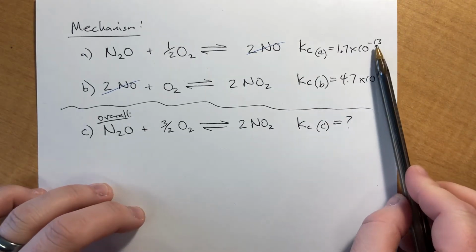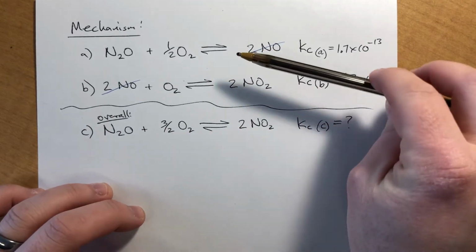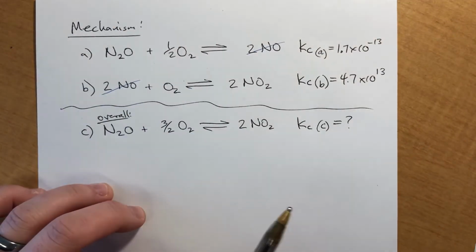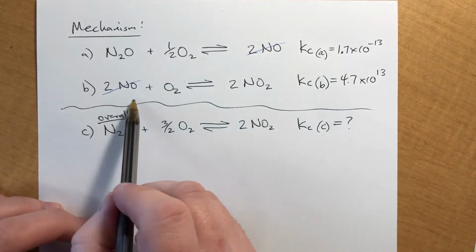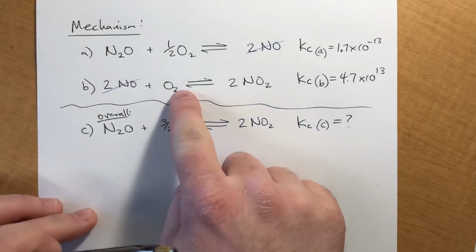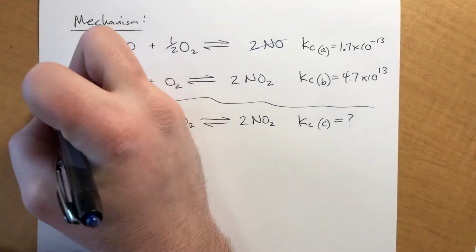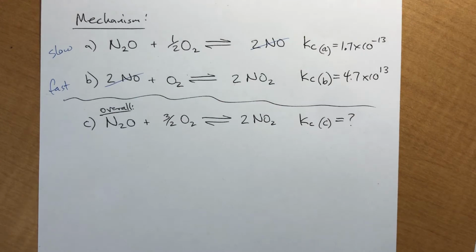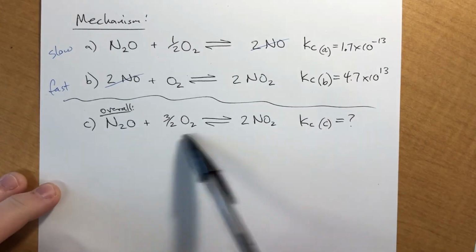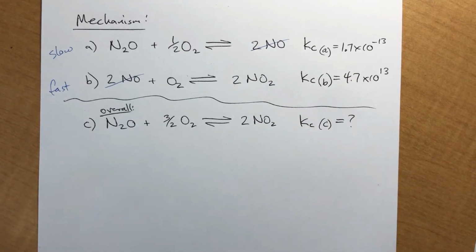Honestly, if you look at this, this is 10 to the -13th. This means this reaction primarily goes backwards, which means it's probably not going to be super fast. This reaction is 10 to the 13th, which means it's going to go predominantly in the forward direction. This should be the fast reaction, and this should be the slow reaction. Okay, we don't know what this is going to look like overall, but that's okay. So I'm going to just show you the answer and explain how we got there.